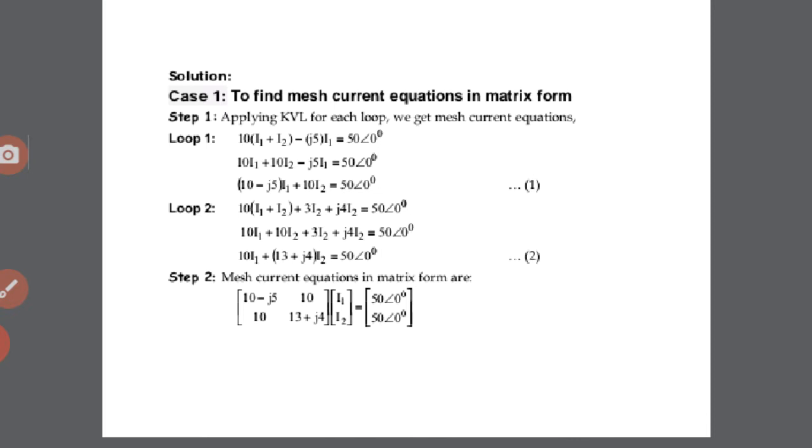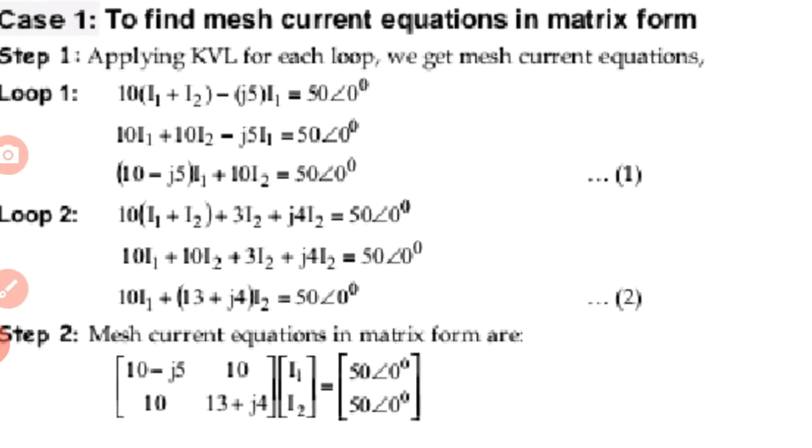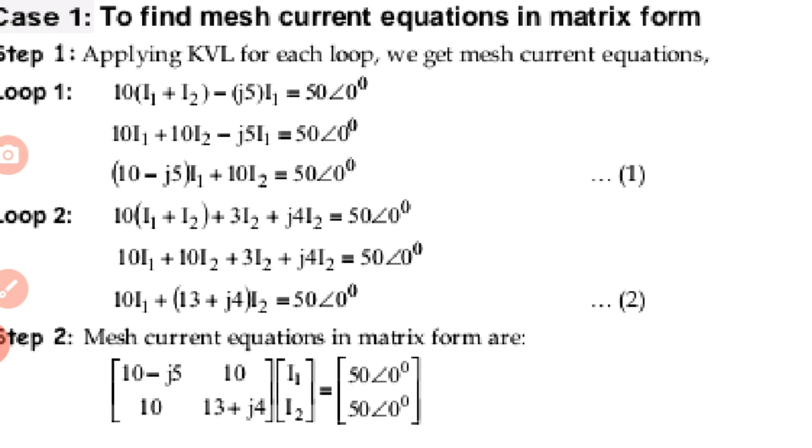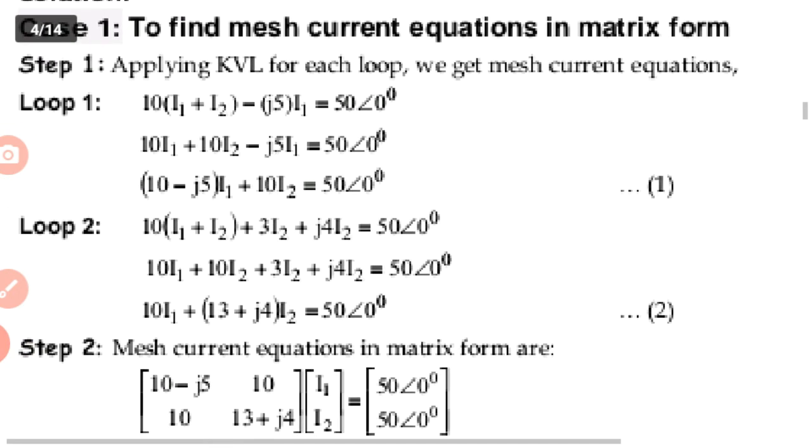So 10 into (I1 plus I2) minus j5 into I1 is equal to 50 angle 0 degrees. Again loop 2: 10 into (I1 plus I2) plus 3 into I2 plus j4 into I2 is equal to 50 angle 0 degrees.